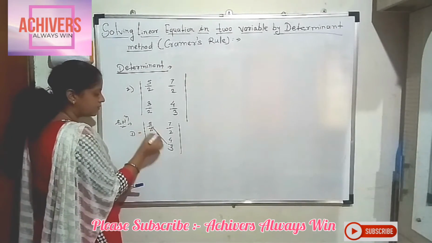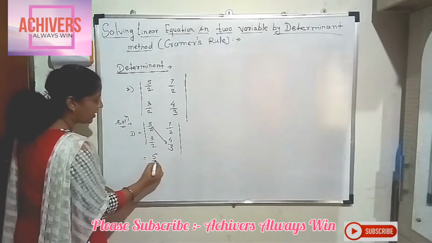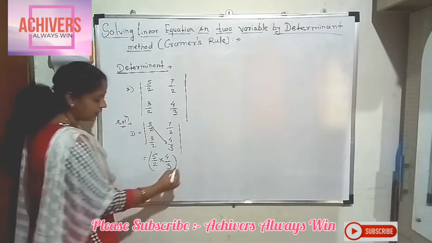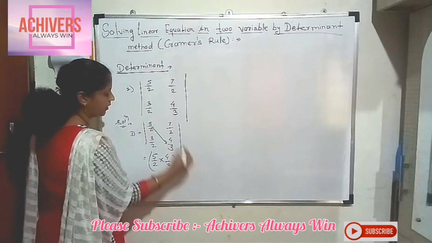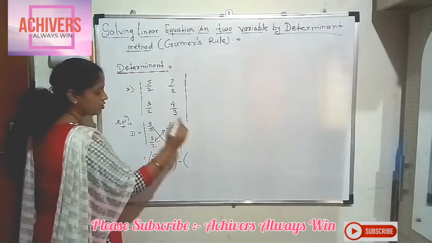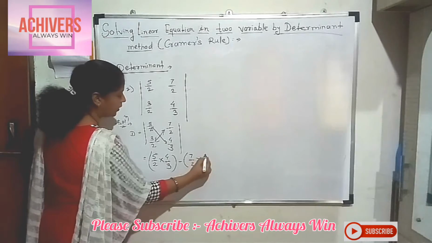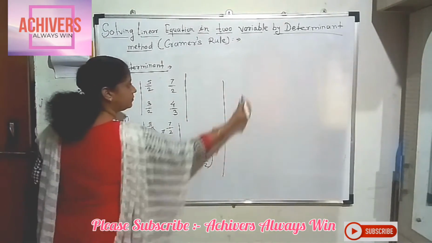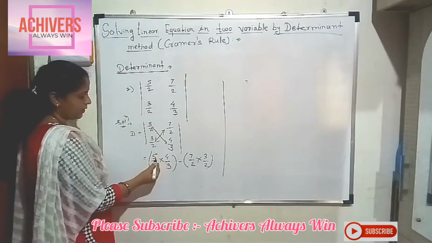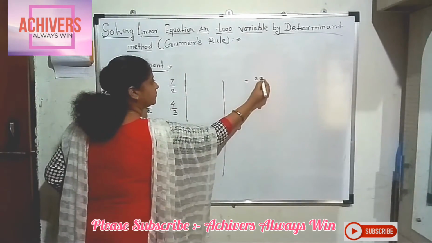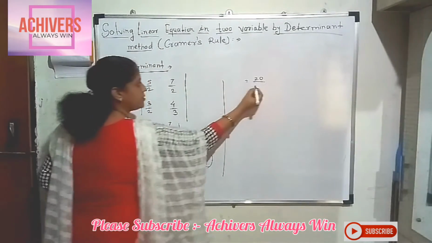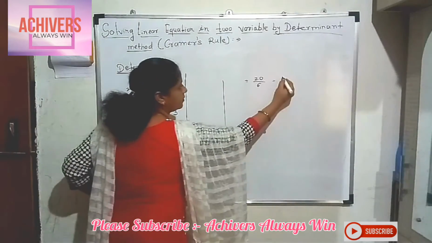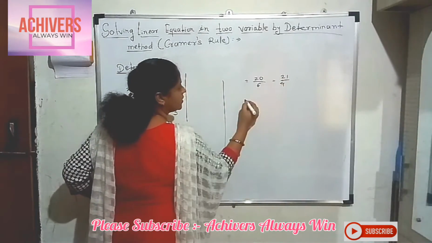Then our first step: multiplication of the 2 numbers is 5/2 multiply 4/3, bracket complete. Then which sign? Minus. Then multiplication of the remaining 2 numbers, 7/2 multiply 3/2 is equal to, fraction multiplication: 5 fours are 20 upon 2 threes are 6, minus fraction multiplication: 7 threes are 21 and 2 twos are 4, is equal to.